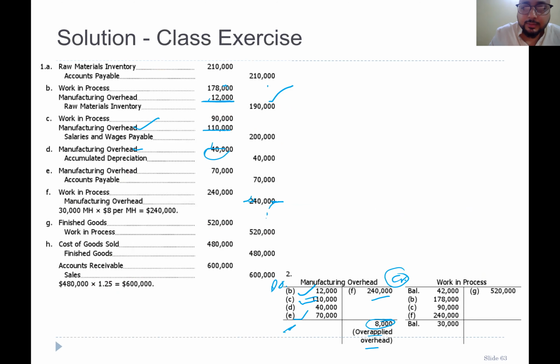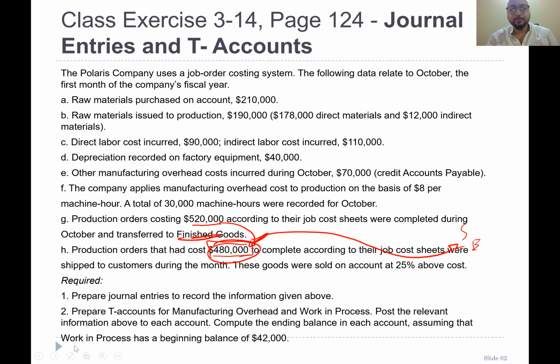Any question regarding these entries? Chandra, Min, Ronnie, Christine? No? Okay.